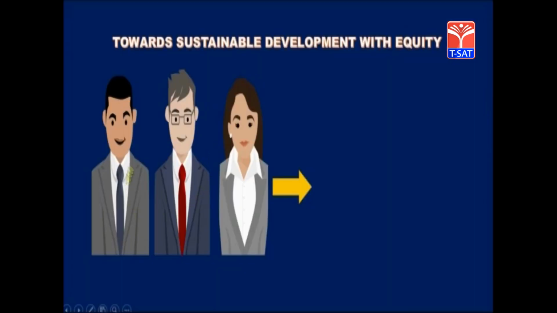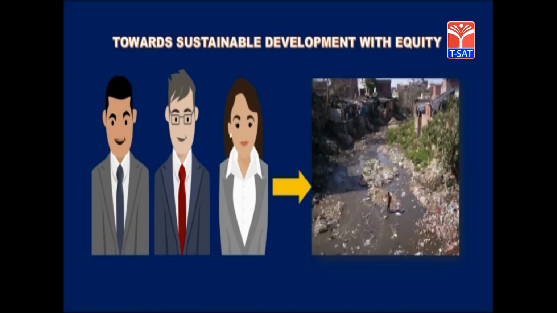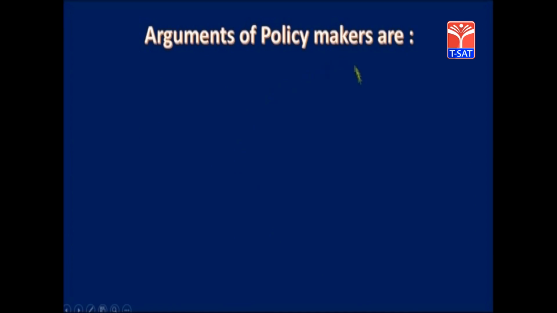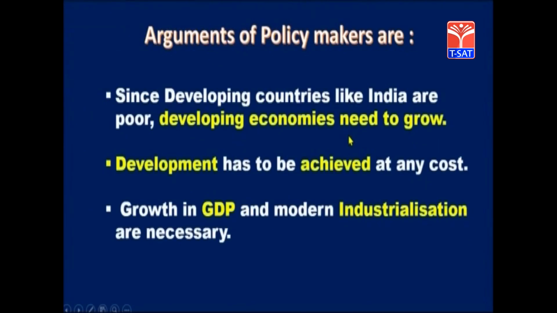So is it possible? Let us see now. Here you see these are policy makers. Policy makers made many policies on the development side, but they ignored the effect on the environment. How the development is affecting the environment is neglected by the policy makers. So let's see the arguments of policy makers. What do they argue?